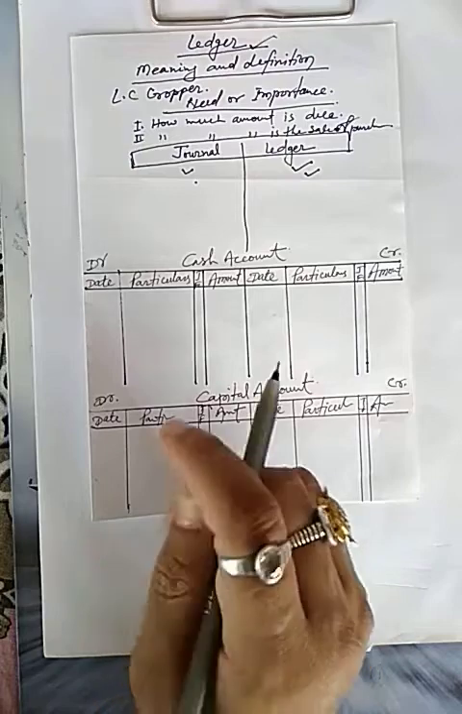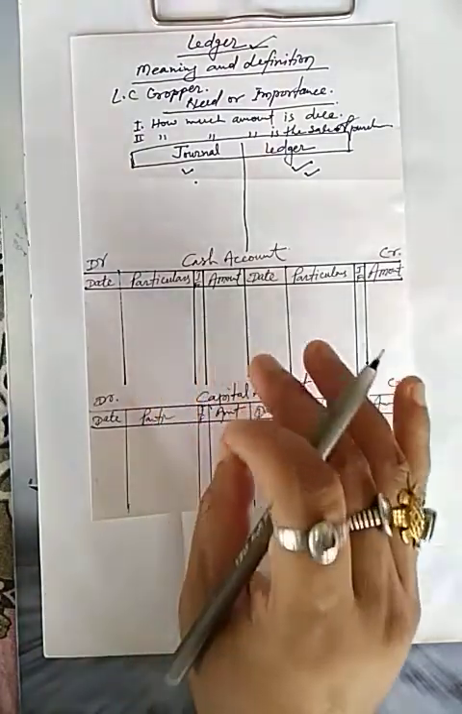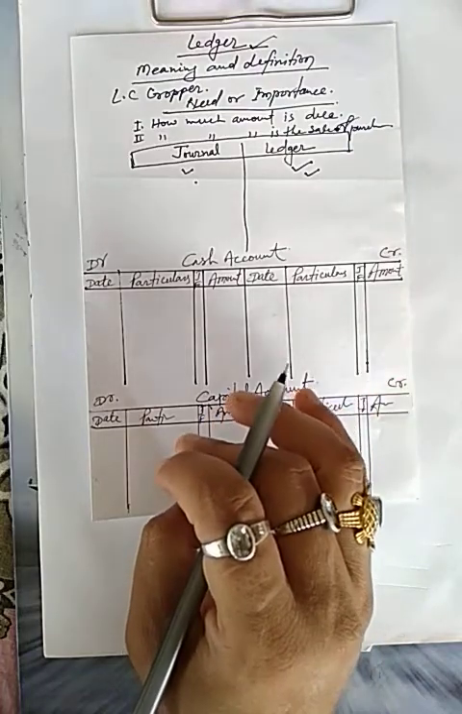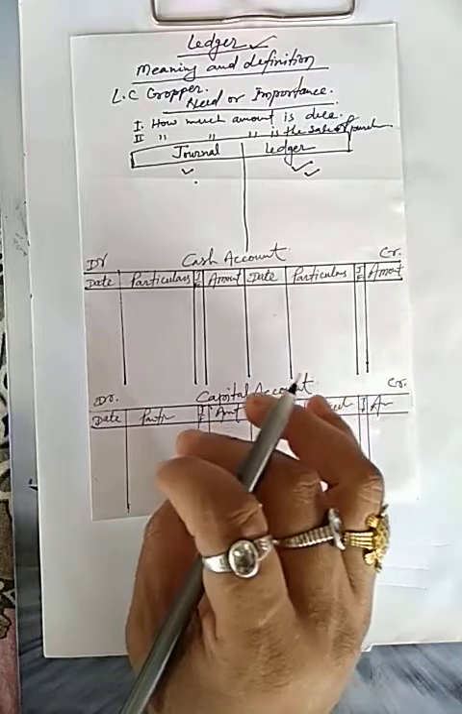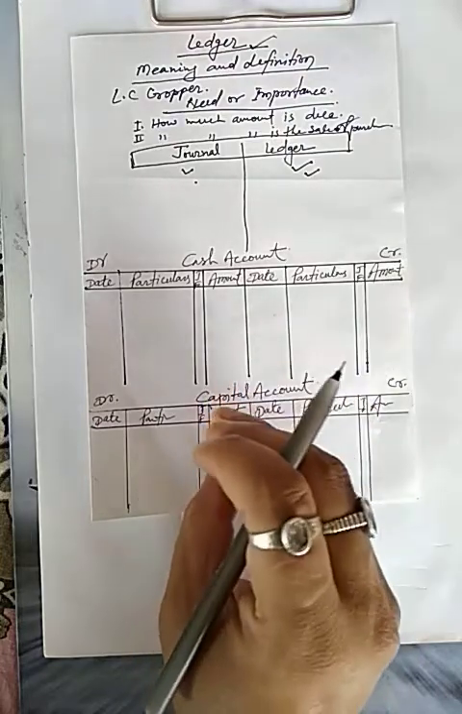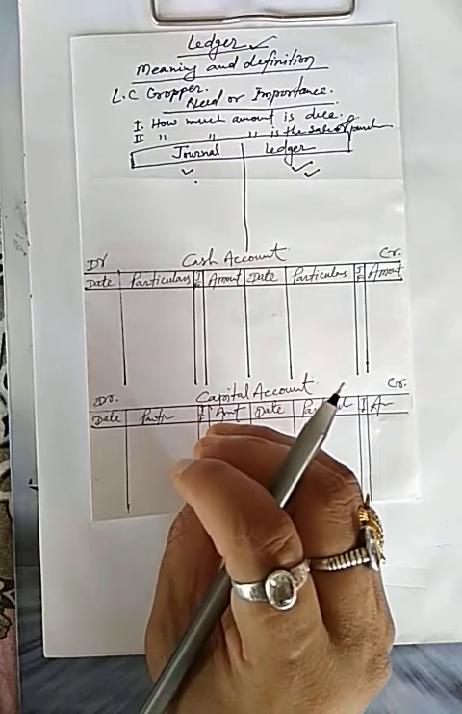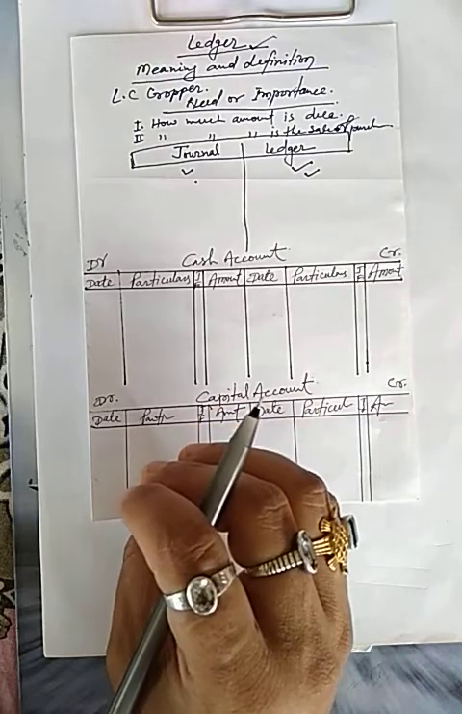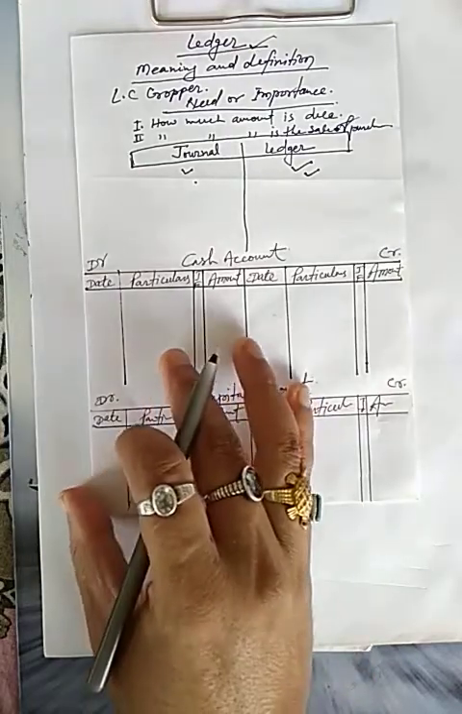Now I will post the journal entry in ledger. In journal we are doing entries, but in ledger I am posting the journal entry. So this is called ledger posting.